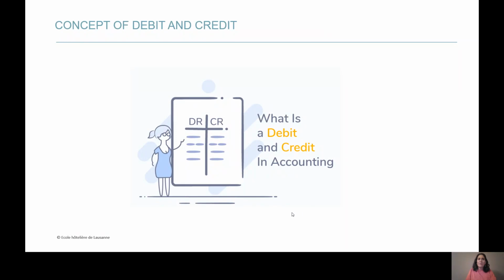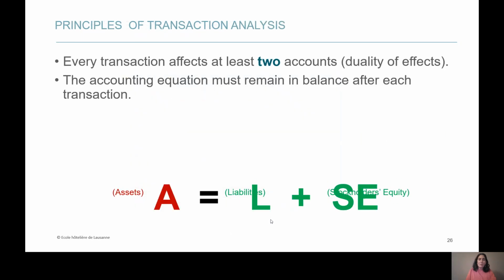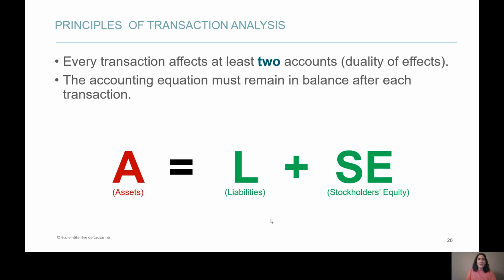In this video, I'm going to explain the concept of debit and credit. What is a debit and what is a credit in accounting? Do you remember that in chapter number 2, we started analyzing transactions, and I explained that every transaction affects at least 2 accounts. You must remember that the accounting equation has to be in balance at all times, after each transaction.